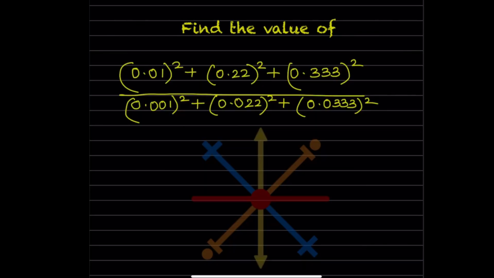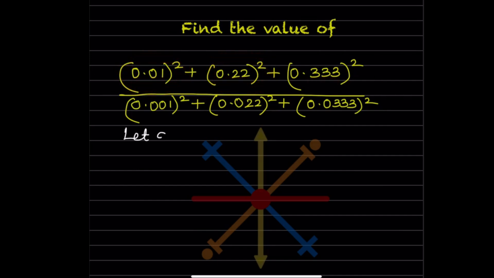So today let us see how to find the value of this expression. What we'll do here is consider this as a square. This part will be a, this will be b, and this will be c. So now let us write here first.